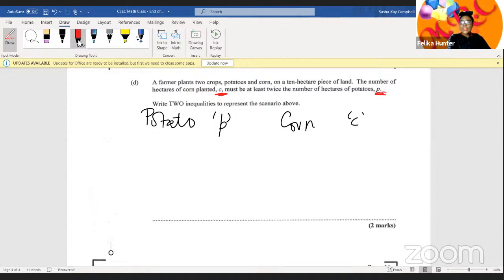All right, so the first thing we're going to look at is the fact that the corn planted must be at least twice the number of hectares of potatoes planted. So the first part is corn, we have C, and twice the number of hectares, 2P.